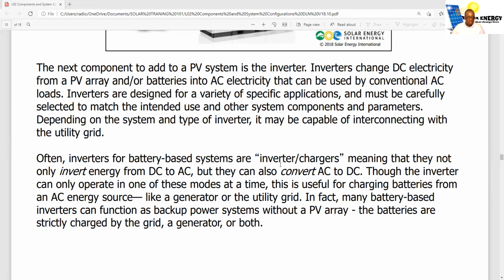Meaning that they do not only invert energy from DC to AC, but they can also convert AC to DC, though the inverter can only operate in one of these modes at a time. This is useful for charging batteries from an AC energy source, like a generator or the utility grid. In fact, many battery-based inverters can function as backup power systems without a PV array. The batteries are strictly charged by the grid, the generator, or both.